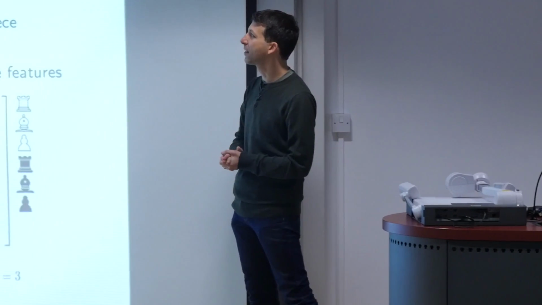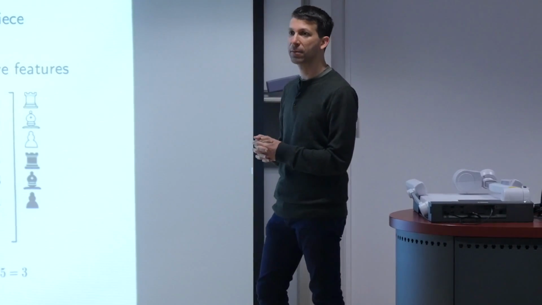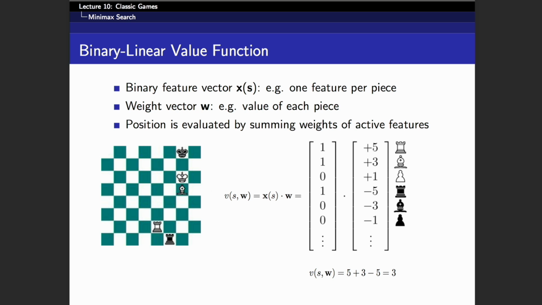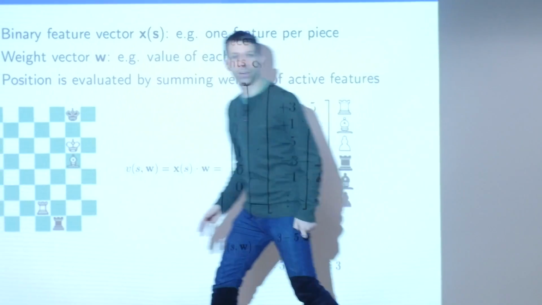So let's make this concrete and also give some historical context by thinking about the simplest and most common way in which these evaluation functions were built in the past. And that is using what I call a binary linear value function. So you have some binary feature vector, which would look something like this, telling you which features are present in this position. In particular, we could think of this feature here as saying, does white have a rook in this position? And this is a 1 because in this particular position, white does have a rook.